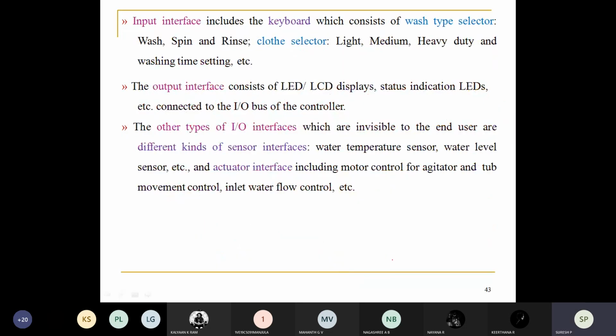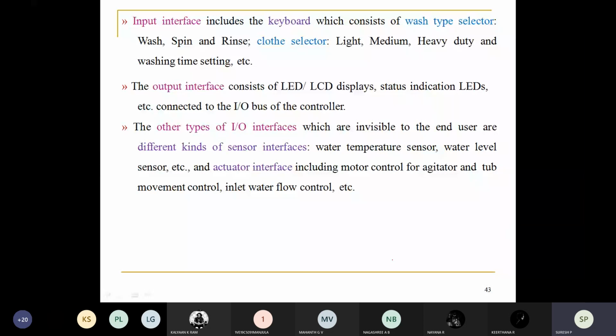The input interface includes the keyboard, which consists of the wash type selector: wash, rinse, spin, and rinse. The cloth selector will be there, light, medium, or heavy, like I told previously. The output interface consists of LED or LCD displays. A status indicator will be there, whether it will be completed in 5 minutes or 2 minutes, and whether it is in the beginning stage or the end stage.